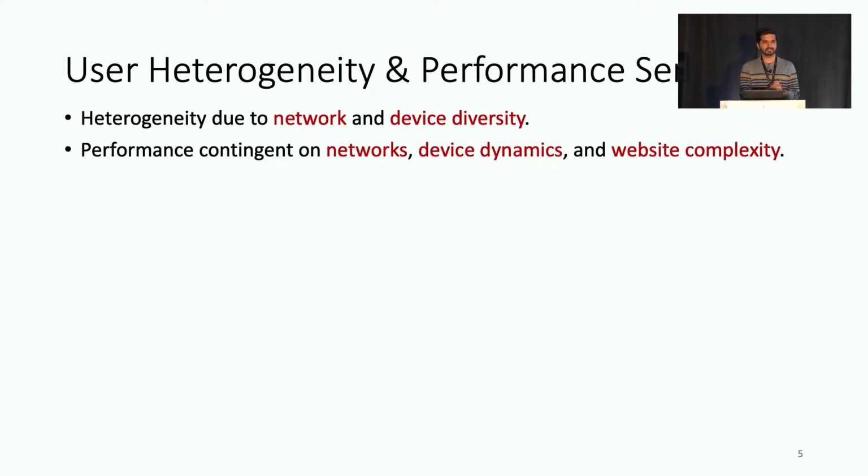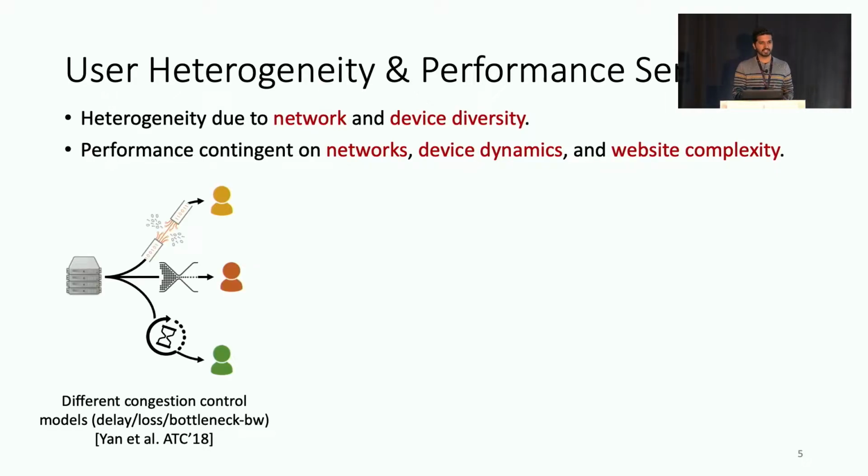In practice, the connections from users are not homogeneous due to a diversity of networks and devices. As the performance of protocols can be sensitive to these features, it's a challenge for the operator to select the right configuration that works optimally. For example, different network paths may have different latency, loss, and bottleneck bandwidth properties, and different congestion control models handle all of these aspects. So it's not quite clear what congestion control works best for a given path.